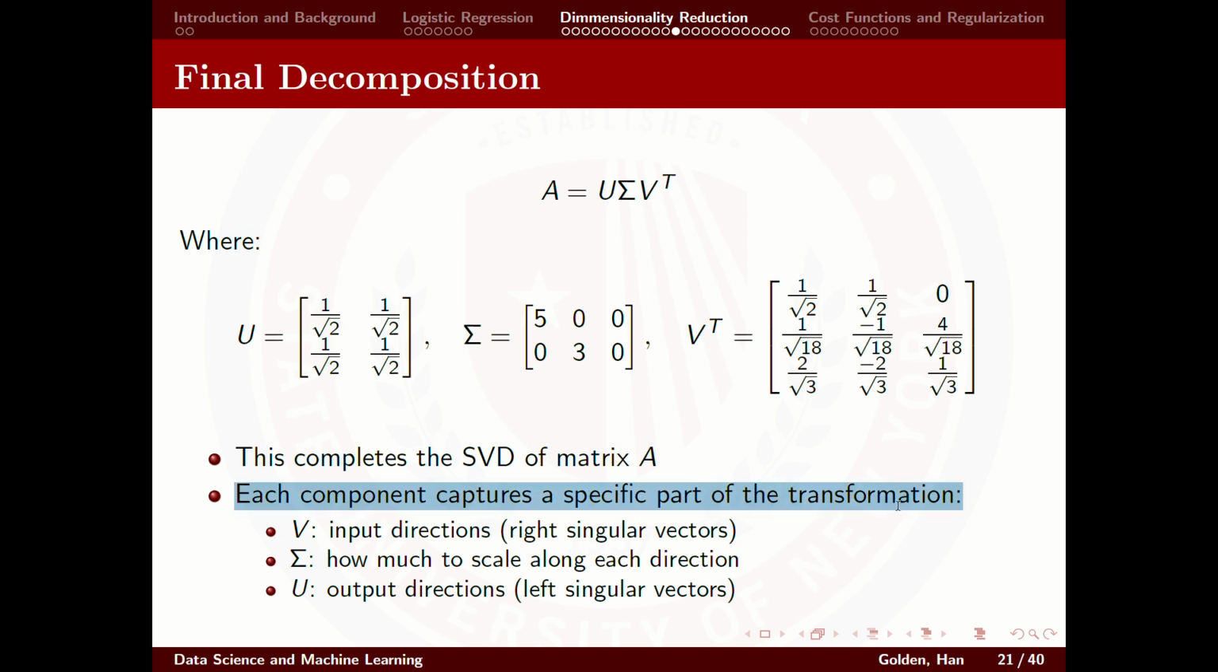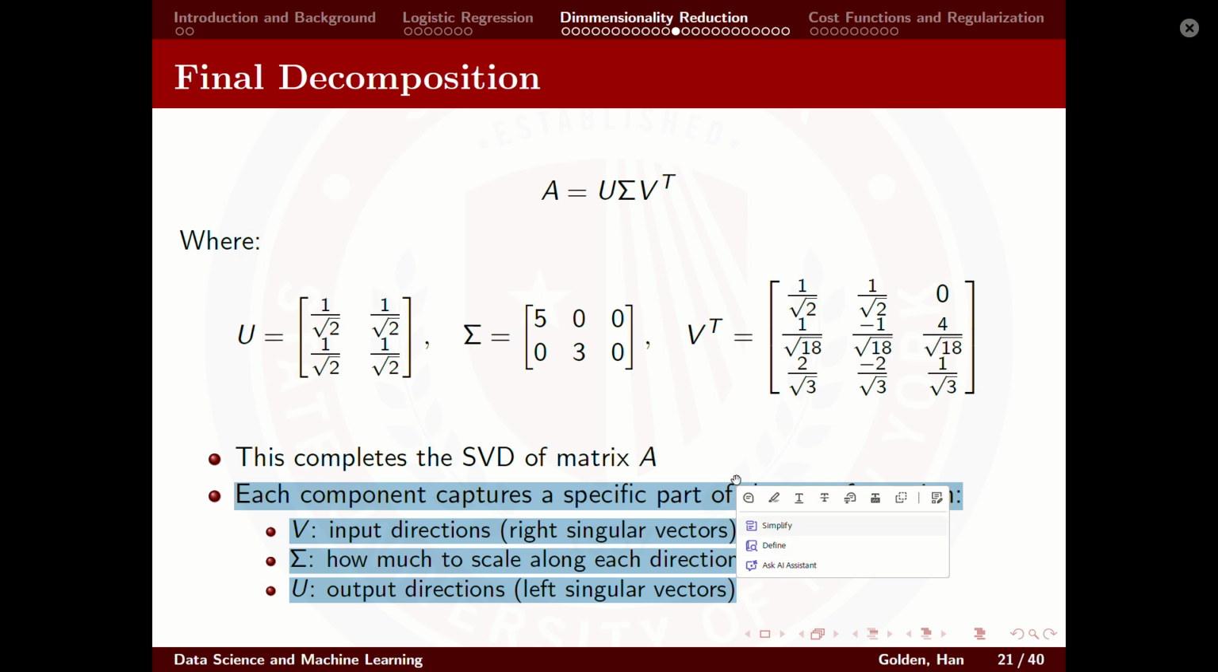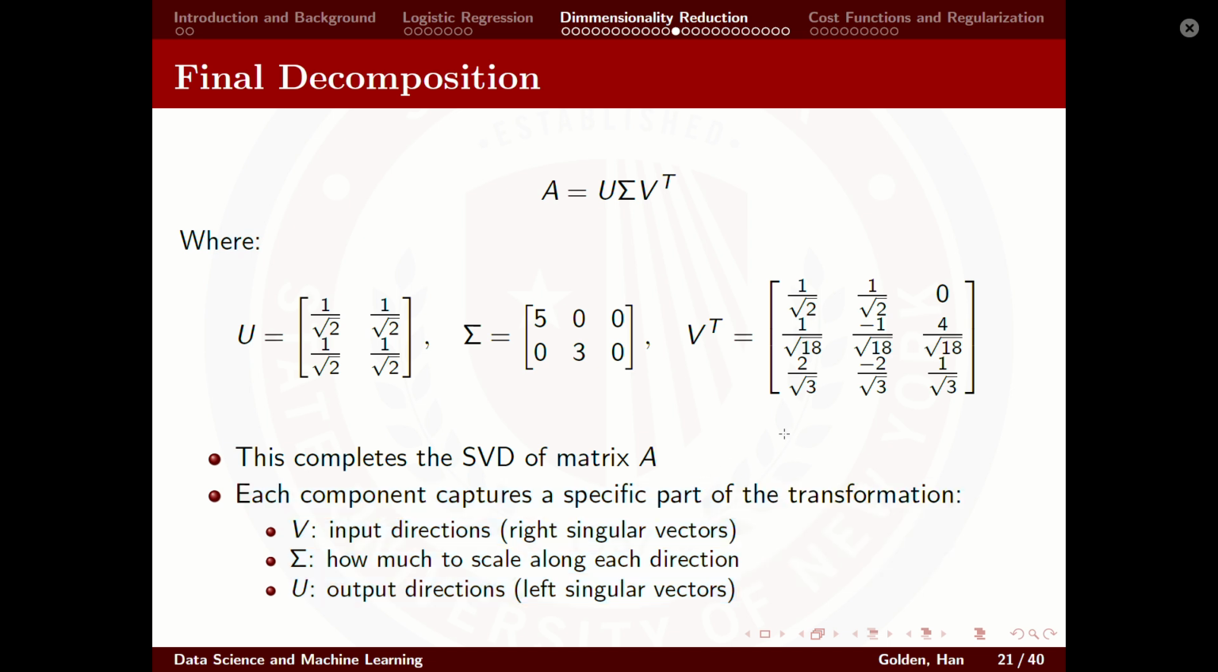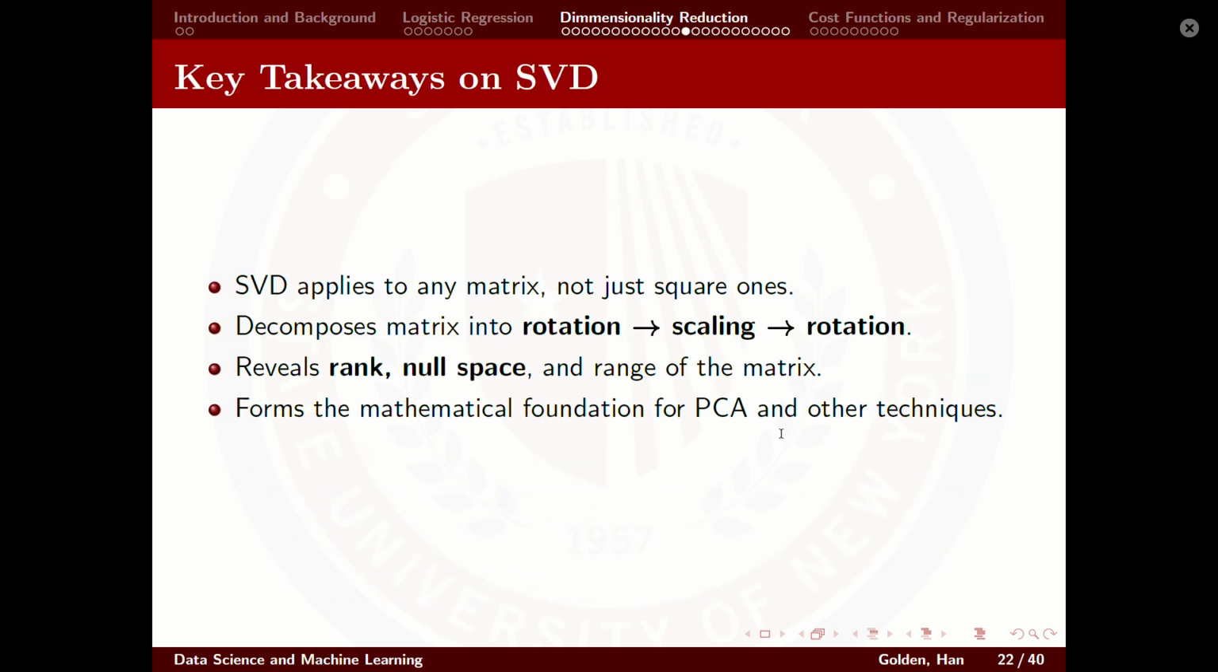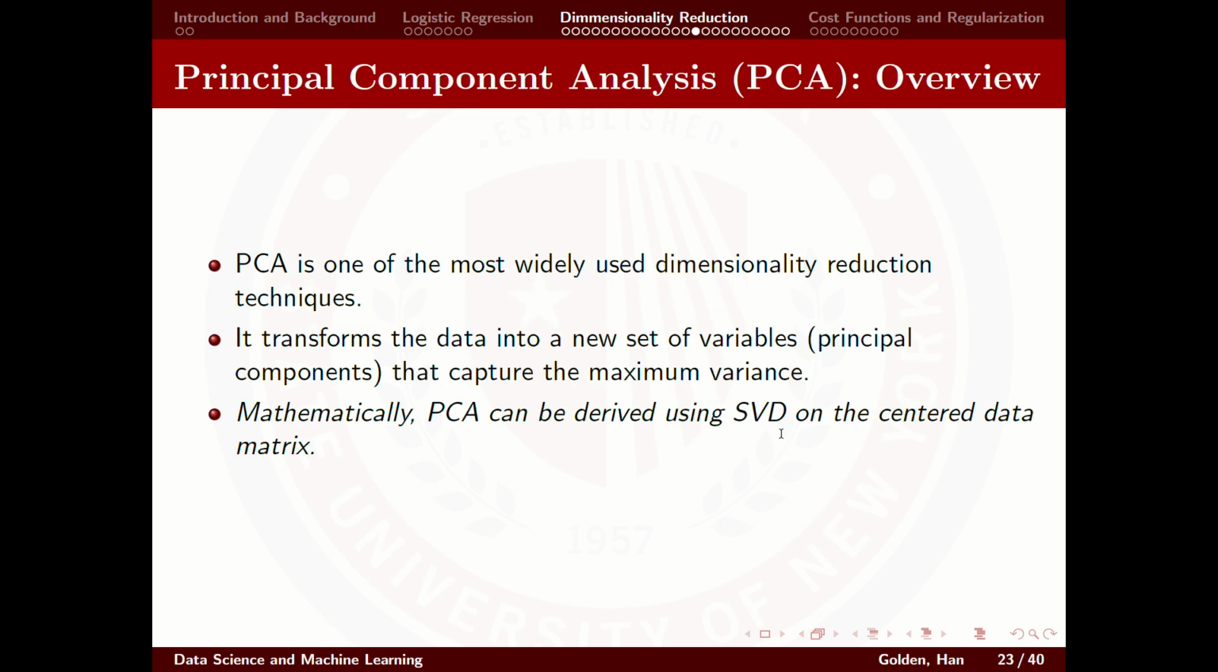Each component captures specific parts of the transformation. V captures the input dimensions. Sigma is how much to scale along each direction. And U is the output dimensions. Key takeaways: SVD applies to any matrix, not just square ones. It decomposes the matrix through rotation, scaling, and rotation, reveals the rank, null space, and range of the matrix, and forms a mathematical foundation of PCA and other techniques.